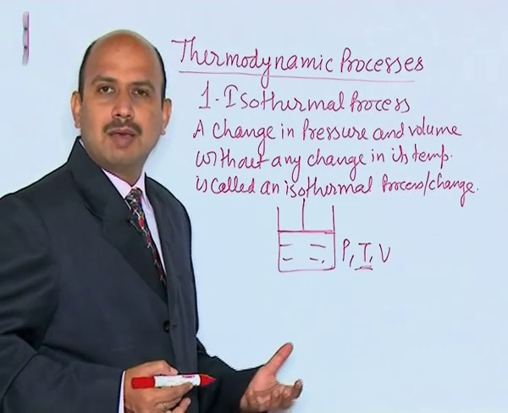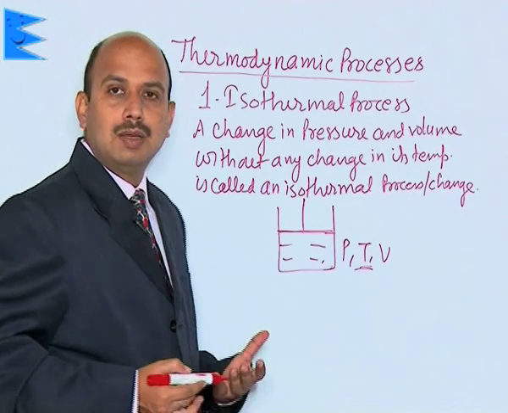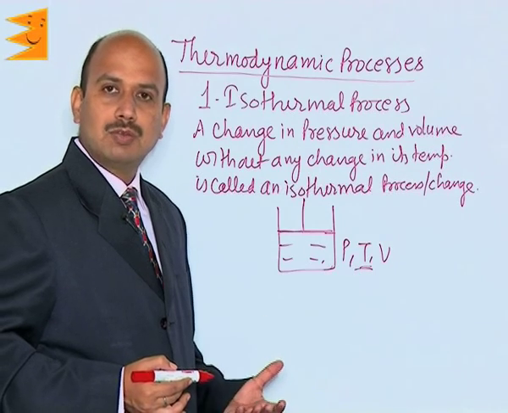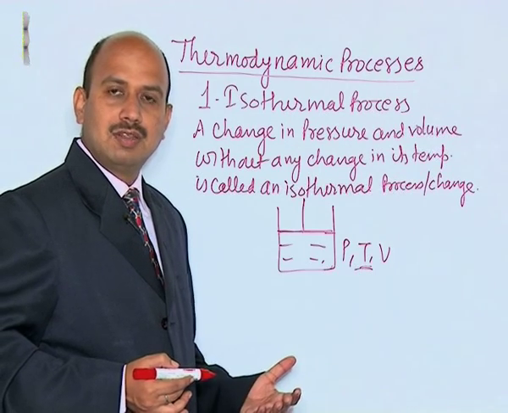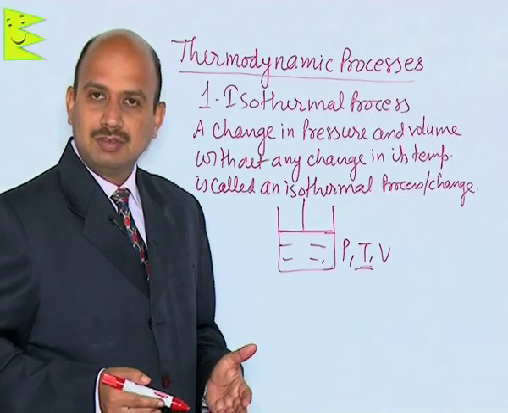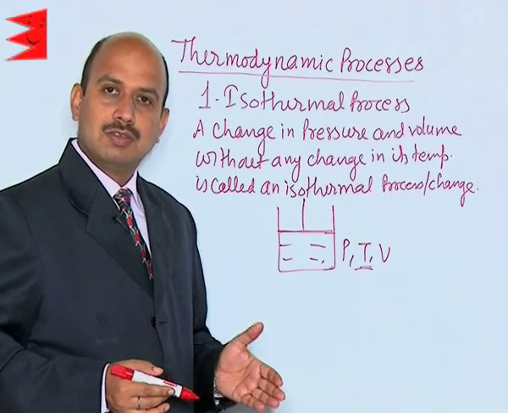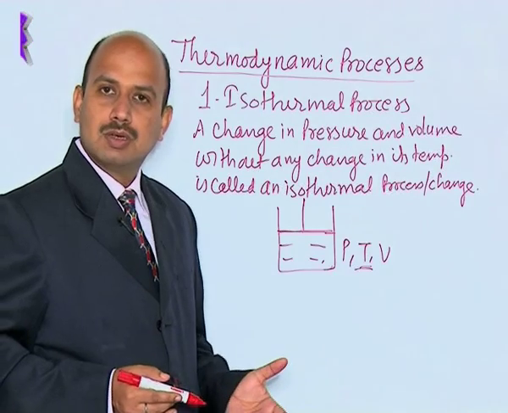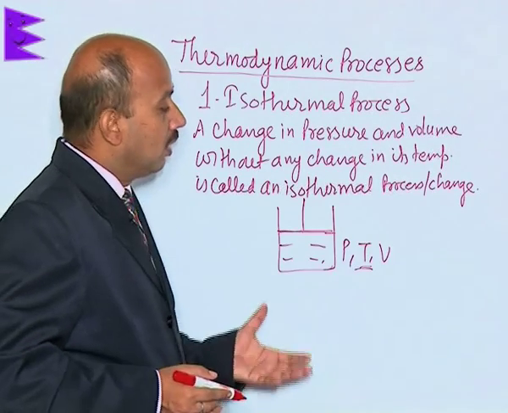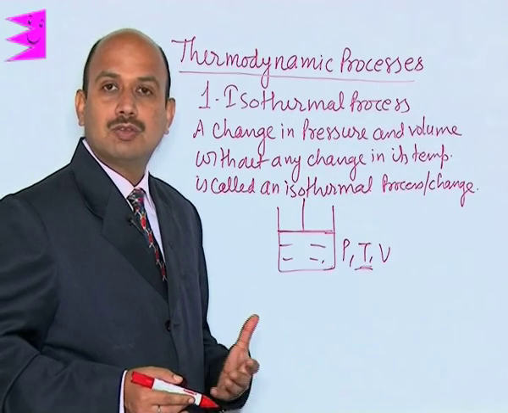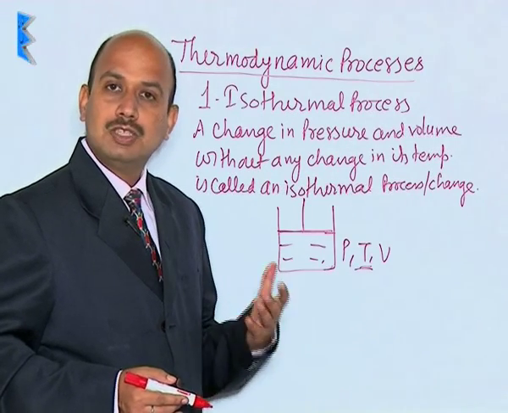There are certain examples, like the melting of ice. When ice melts, temperature remains constant. The ice is at 0 degree Celsius and the water is also at 0 degree Celsius. So, when the ice gets converted into water at 0 degree Celsius, there is no change in the temperature. So, this process is referred to as an isothermal process or isothermal change.